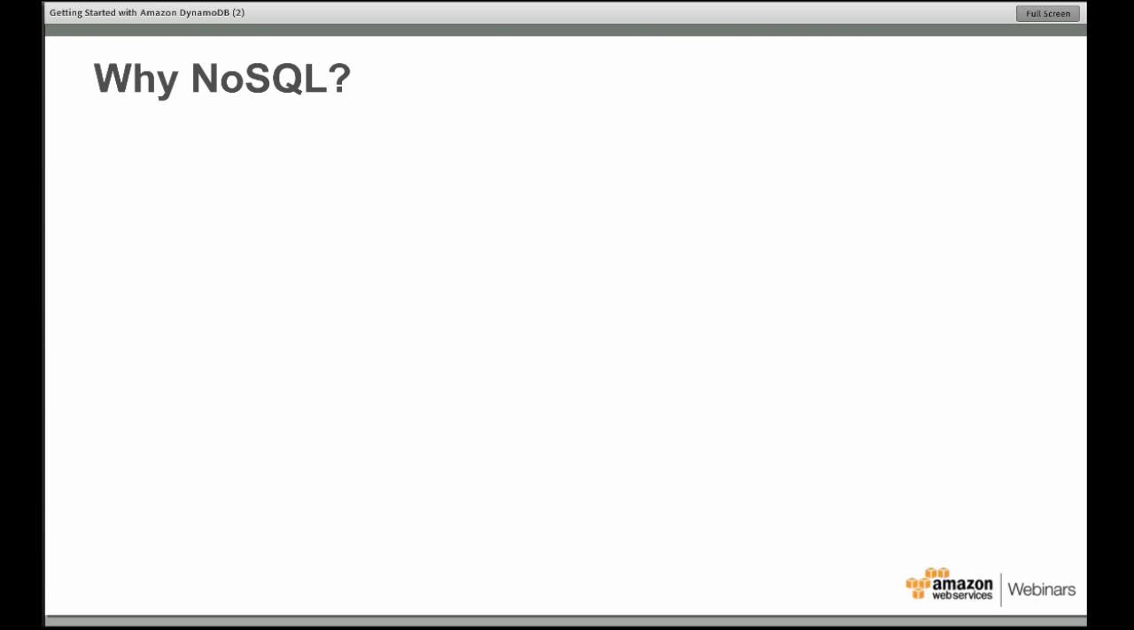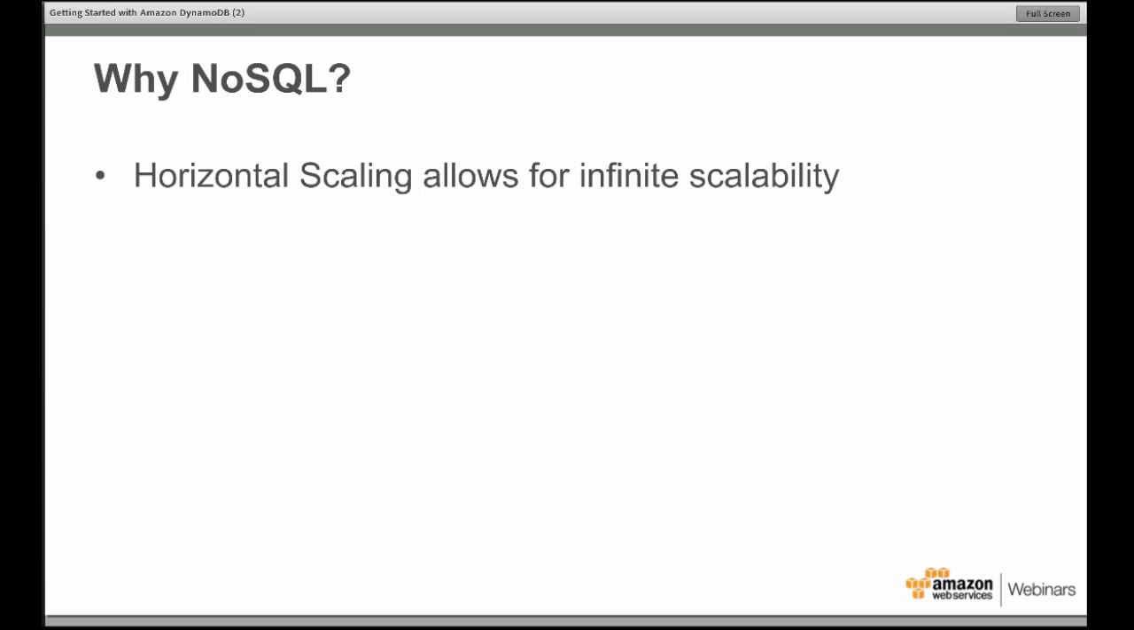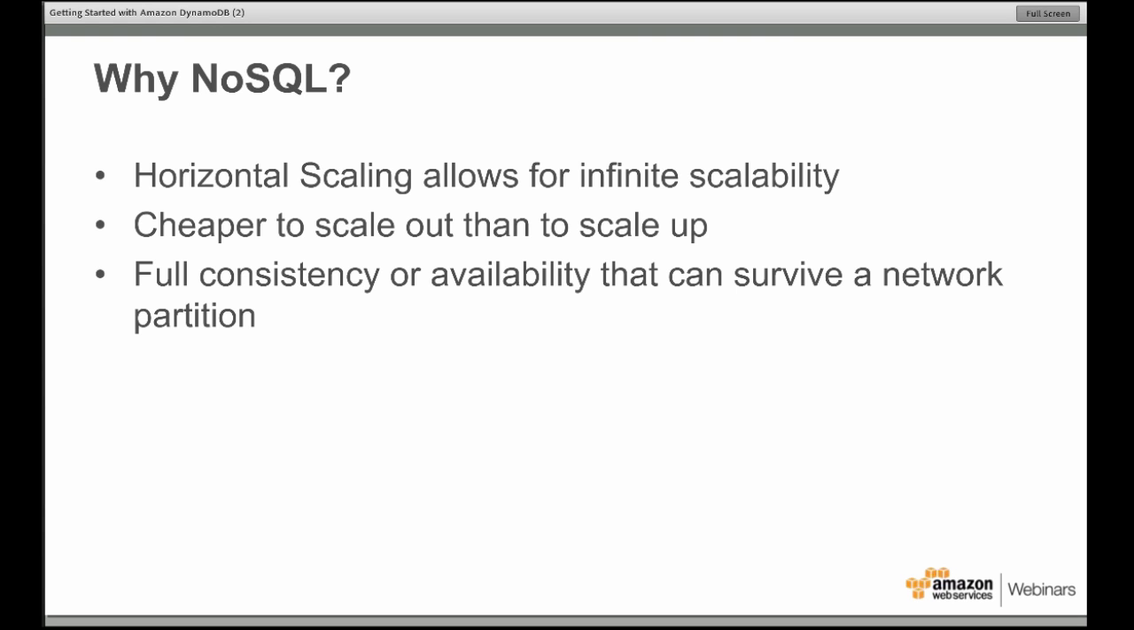Okay, so let's revisit our question, why NoSQL? Horizontal scaling allows for infinite scalability, so we just talked through that. It's cheaper to scale out than to scale up, so cost is a big driver here, right? Oftentimes you want lower cost, and you can get that through the scale out approach. It's not something you can easily do with the scale up approach. And you can get full consistency or full availability during a network partition. So again, in a distributed system, that's generally desirable, right?